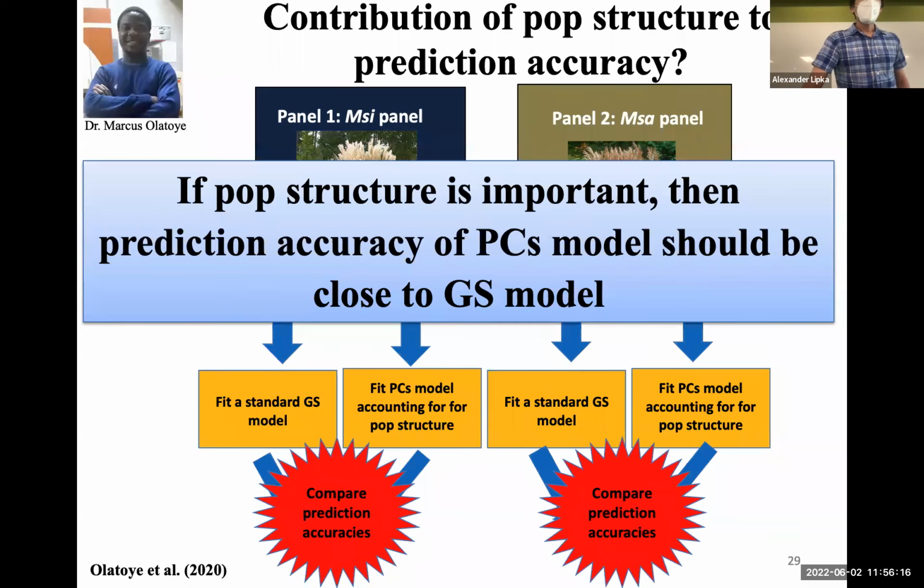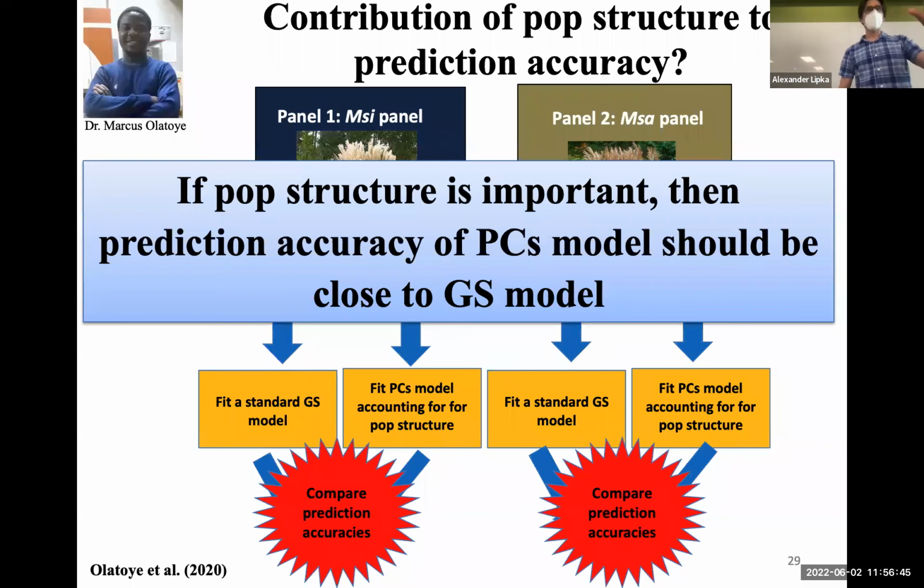So if population structure is important, what I would expect to see is this. I would expect the prediction accuracies of our standard genomic selection model to be in the ballpark of the prediction accuracies from a principal components only model. Does this make sense? Yes? Okay, I'll say it one more time.